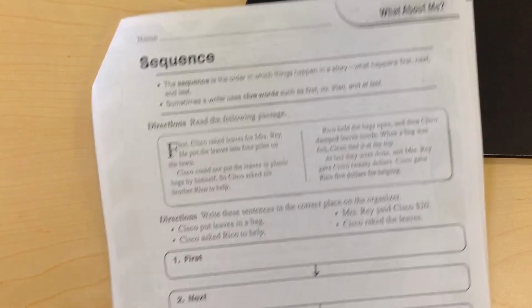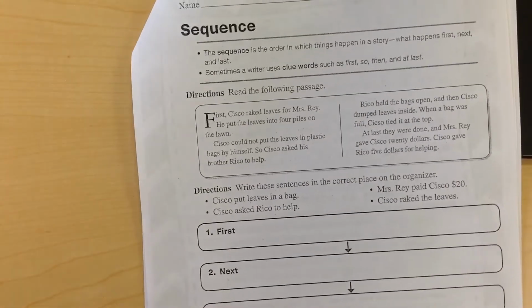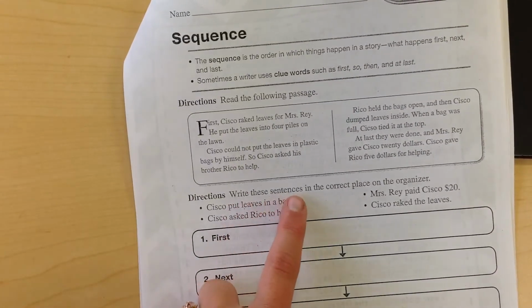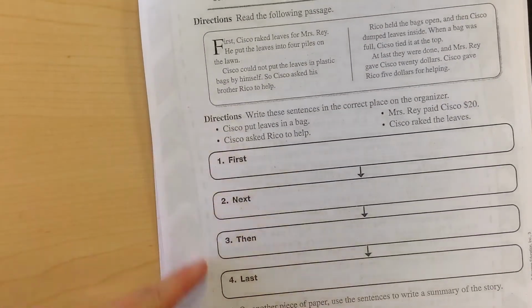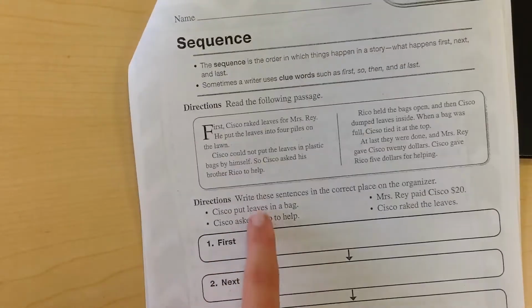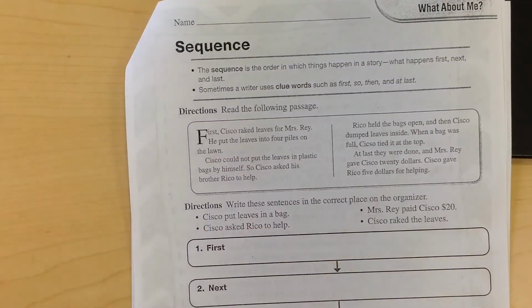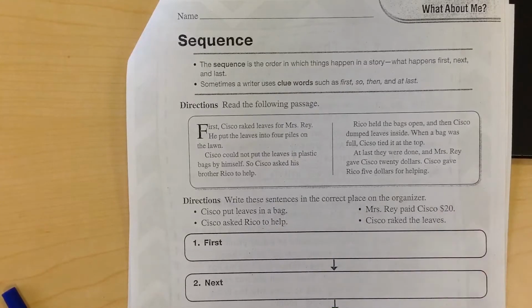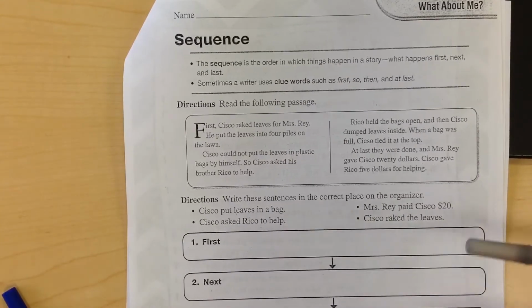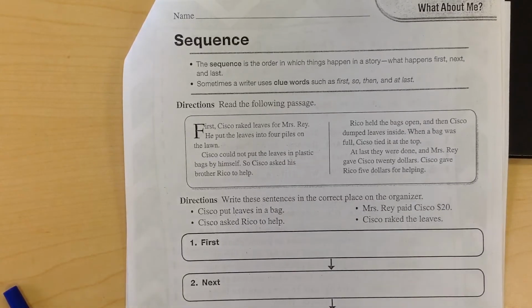Okay, so from what we just read, we are going to write these sentences in the correct place on the organizer. This right here is our organizer. So, we're going to take these sentences from our story we just read and put them in order or in their sequence. So, let's read the sentences they gave us. The first one says, Cisco put leaves in a bag. Cisco asked Rico to help. Mrs. Ray paid Cisco $20 and Cisco raked the leaves.